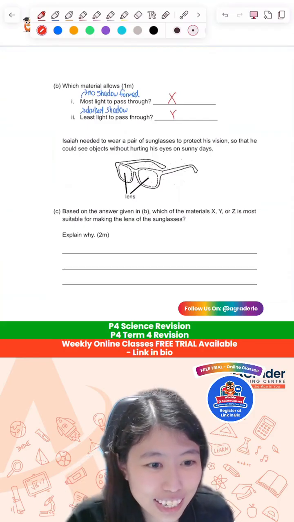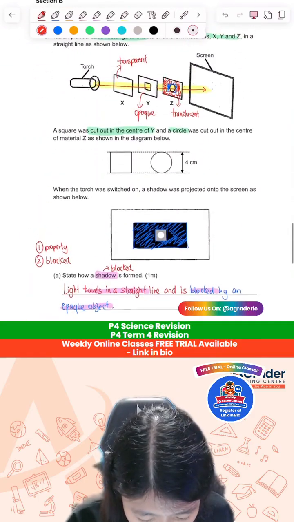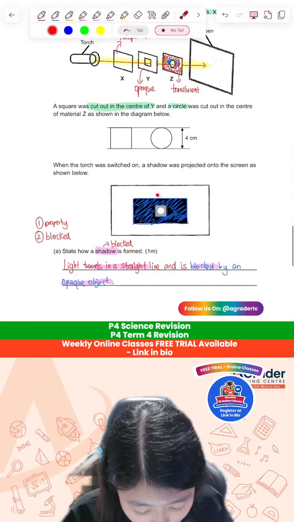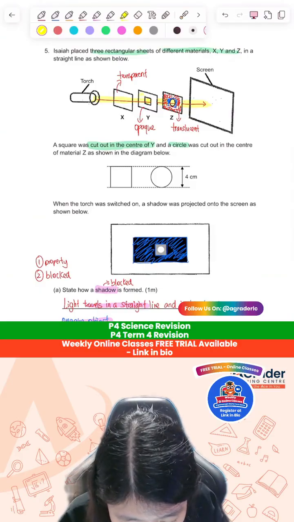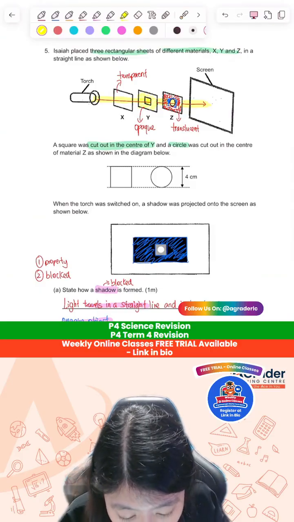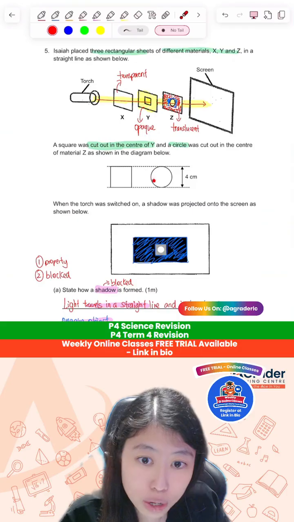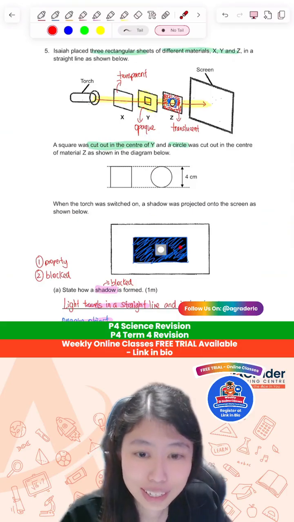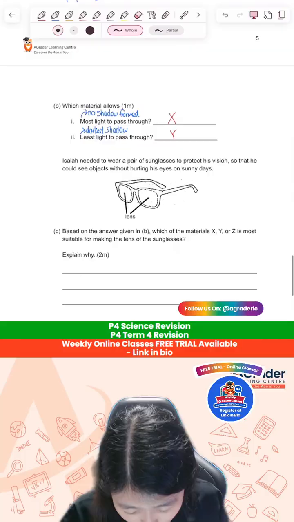Okay, what if X is translucent? What do you mean? If X is translucent, the shadow is still the same actually, because with translucent, some of the light shines on Y, right? But Y is opaque, so it will still have this shadow at the end. Okay, I'm going to move on to the bottom part.